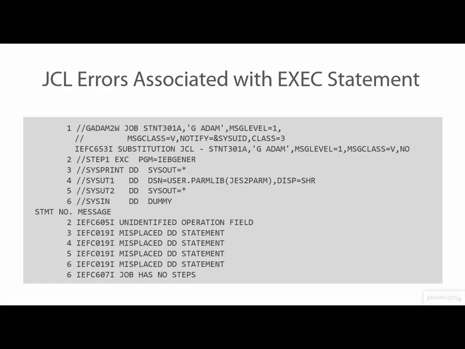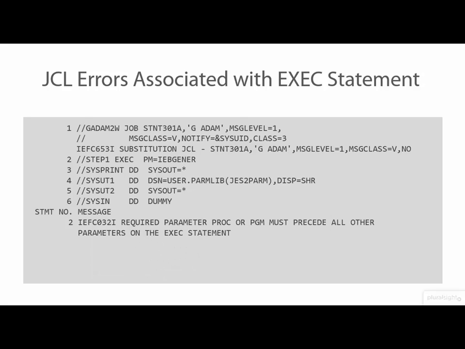Regarding the JCL errors with respect to the execute statement, in this example you can see that we spelled the word execute wrong. As a result, the syntax checking indicates that it could not locate the execute statement, and this job has no steps. Because of that, there was a failure to interpret the DD statements that followed. So we have 6 error messages indicated, although the only statement that is actually in error is statement number 2, with execute being spelled incorrectly.